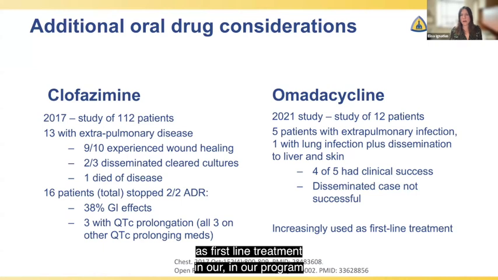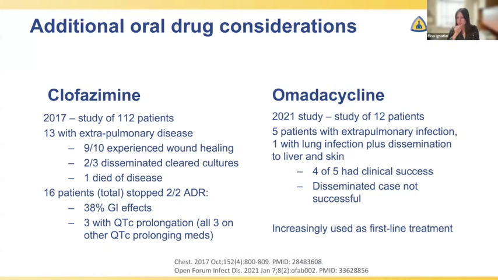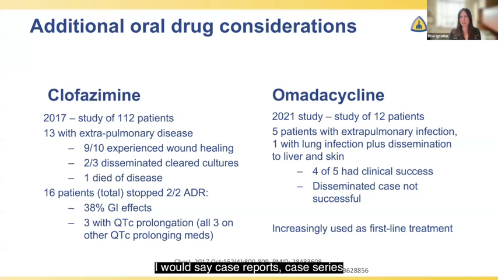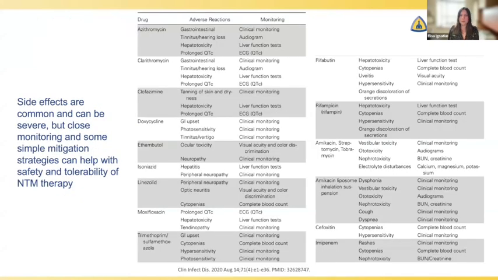Omadacycline is another newer drug, which we are increasingly using, often as first-line treatment in our program, when we can access it. And again, there's not a randomized controlled trial showing that the addition of omadacycline versus not in treating these extrapulmonary cases adds additional benefit. But our anecdotal evidence, as well as the emerging case reports and case series that are out there, also do suggest that omadacycline has a role in treatment of these extrapulmonary cases.